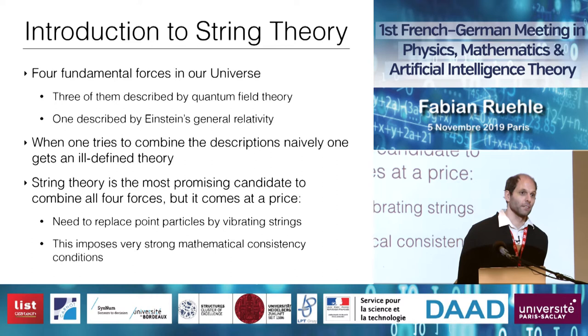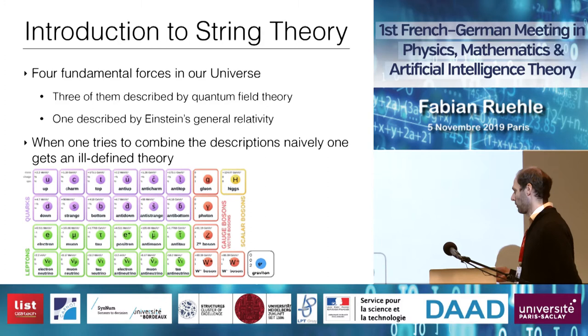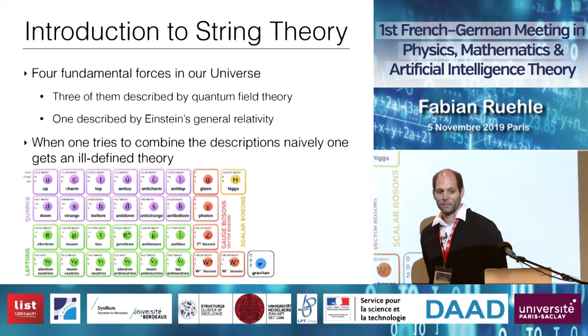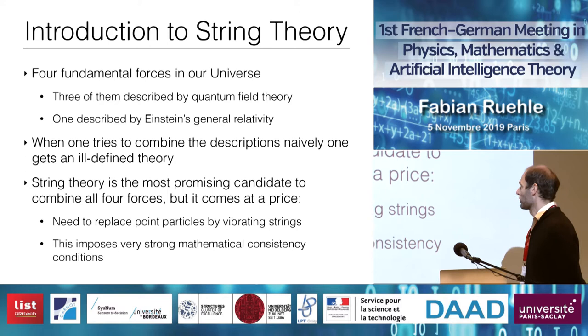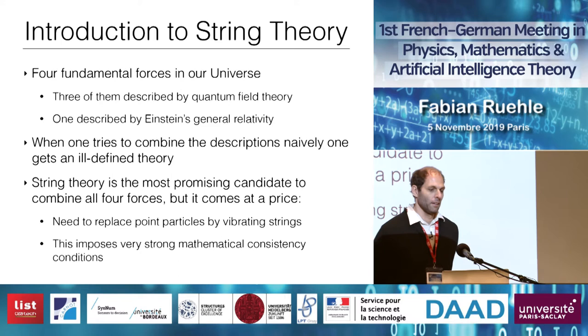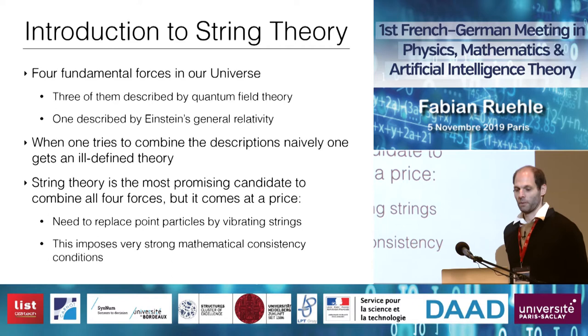To include a force-carrying particle, the graviton, like you have the other gauge bosons, into the theory such that it is well-defined. However, as I said, you cannot just do it in a naive way. You do it in a complicated way, and you pay the price. The price is extremely strong mathematical consistency conditions that get imposed in your theory.